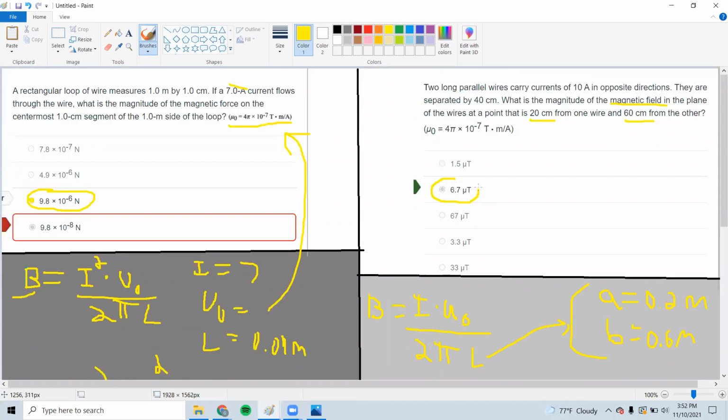Here we have 6.7, which is just 6.67 rounded, with the micro symbol right there, which means times 10 to the power of negative 6. So that is our answer.